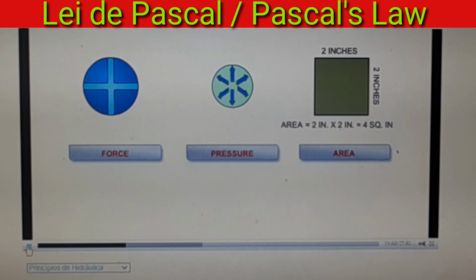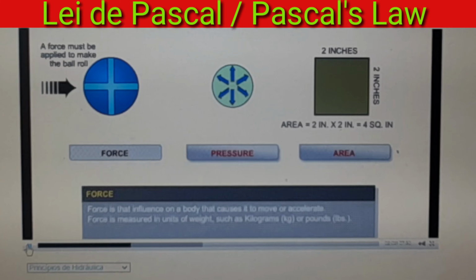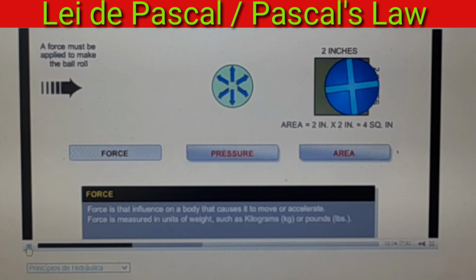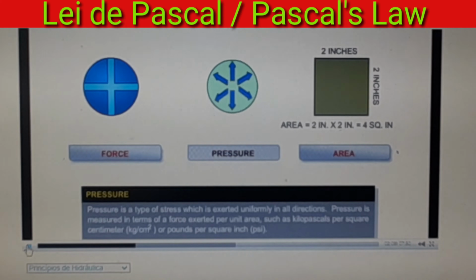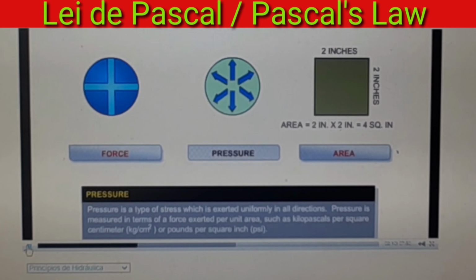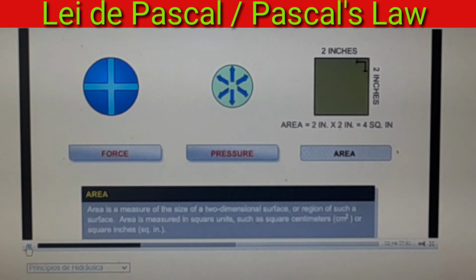To understand the principles of hydraulics, it is necessary to know the meaning of the terms force, pressure, and area. Force is that influence on a body that causes it to move or accelerate. Pressure is a type of stress which is exerted uniformly in all directions. Area is a measure of the size of a two-dimensional surface, or region of such a surface.